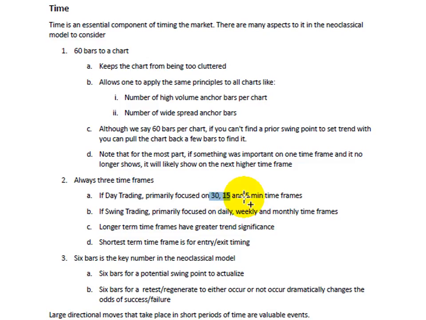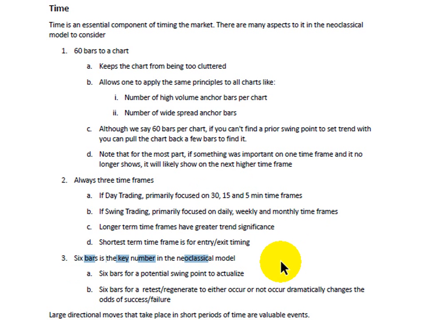It doesn't matter if you're a day trader, you've got 3 time frames there too. As a matter of fact, you could use a 1 day, 30, and a 15, or you could actually have 4 time frames if you chose. In swing trading, you're probably going to be looking at daily, weeklies, and monthly. Longer term trends and time frames tend to have greater significance. The shortest term time frame is really for the entry and exit timing. If I were swing trading, I would be looking primarily at the weekly chart, not the daily. I'd use the daily as the timing, or even pop down to a 30-minute chart maybe for an entry.